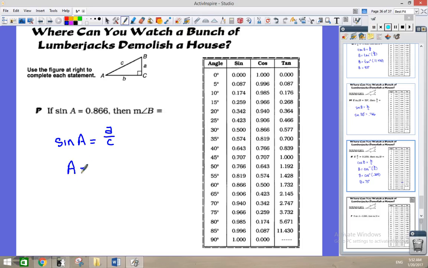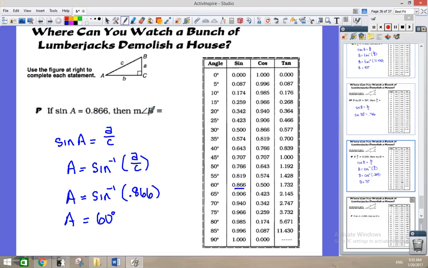So I know I can figure out angle A from this because I can use my table. A over C is equal to 0.866. So if I look for 0.866 here, then I know that angle A is 60 degrees. Now, I know that angle A and angle B are complementary angles because this is a right triangle. So I know that if I take 90 minus 60, the angle that they want, B, is 30 degrees.